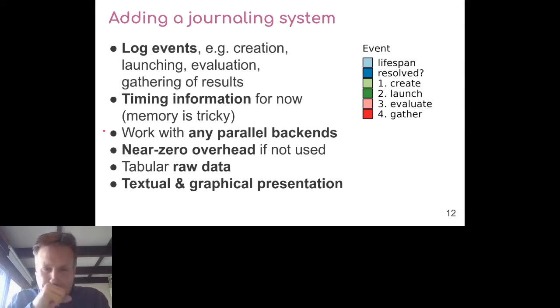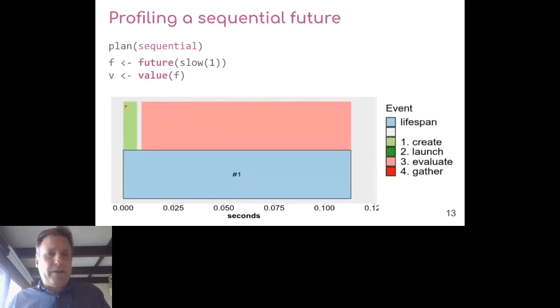It's designed to work with all parallel backends out of the box. Near-zero overhead is critical, so if we don't profile, it shouldn't cost anything. Data should be available as raw data, so whoever wants to can analyze it, but there should also be built-in textual and graphical presentations. So here is an example.